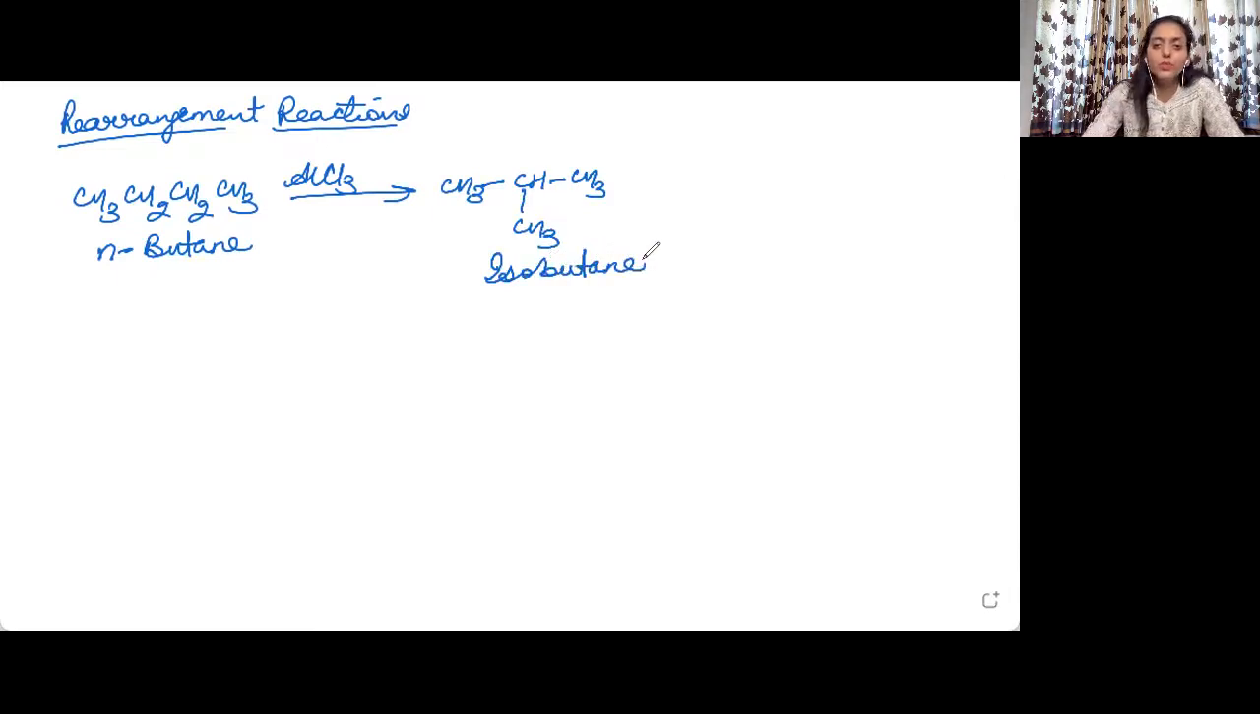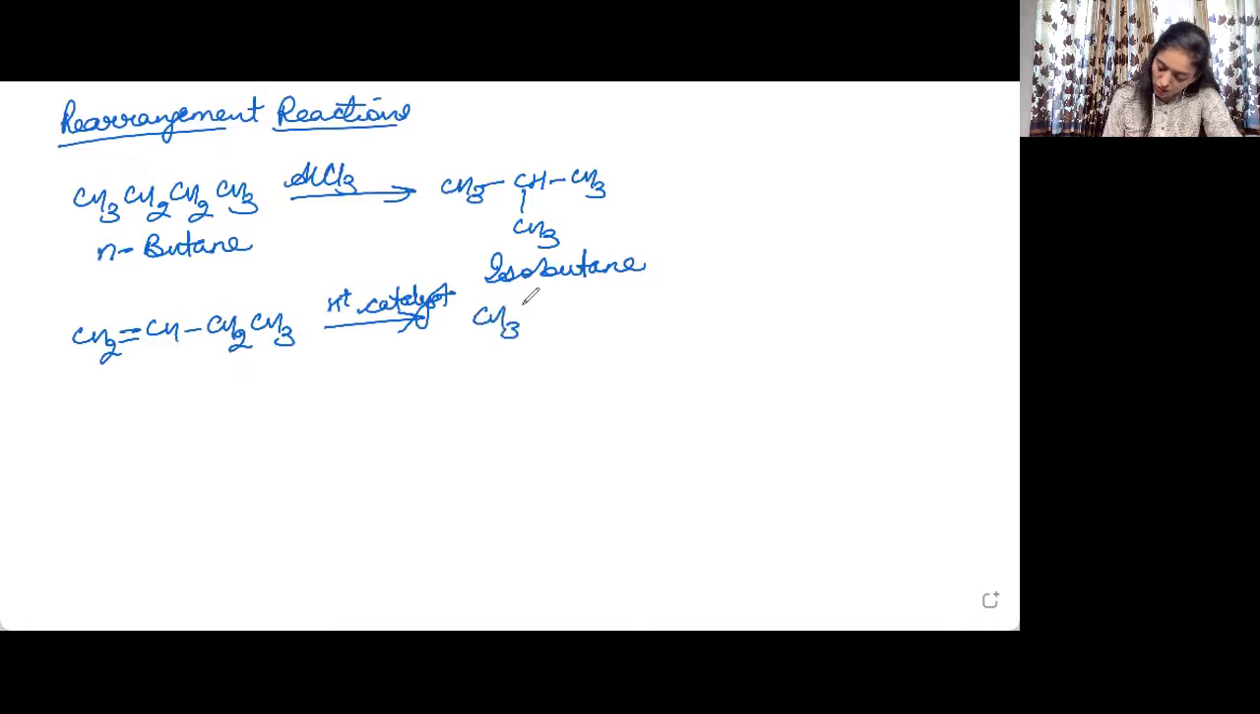So this is isobutane. This is rearrangement reactions. Similarly, we can take one more example in which the double bond at the first position of but-1-ene will move to the second position in the presence of an acid catalyst, H positive catalyst. It will be CH3, CH double bond, CH, CH3, right?